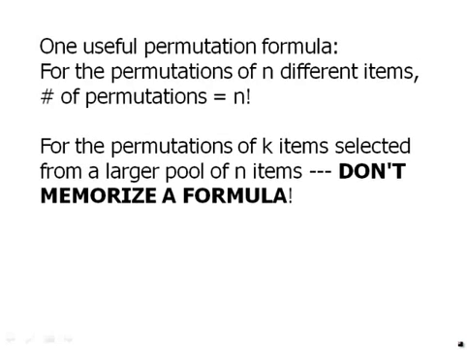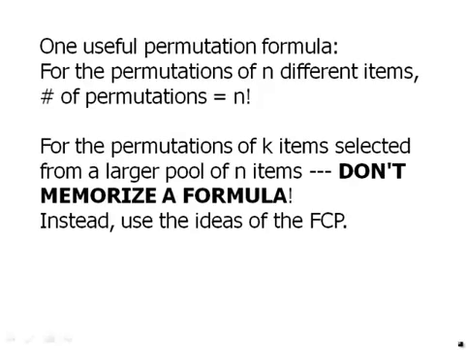Now, for a more general case, if we have a pool of n items and we select k, and we're going to put those k items selected from the pool of n in different orders, there is floating around out there a more general permutation formula. If you wanted to, you could go to Google, search for it, and find it. We're going to discourage you from using that formula, because if you use the fundamental counting principle, you're going to have a more efficient solution and you're much less likely to make mistakes. You're actually going to be, on average, much better off not even knowing that permutation formula.